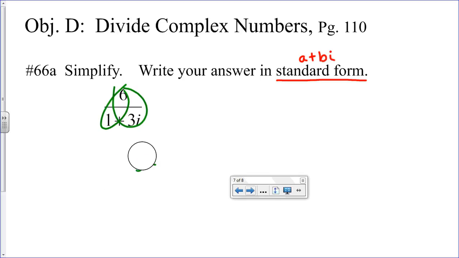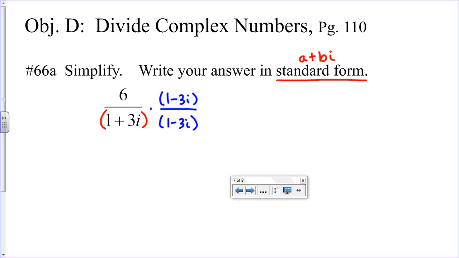So to write it in a plus bi form, you need to get that i out of the denominator. So you have to use the conjugate. Because there's a plus, don't forget those parentheses are there. I need to multiply by the conjugate. So what's the conjugate of 1 plus 3i? Good. So 1 minus 3i.